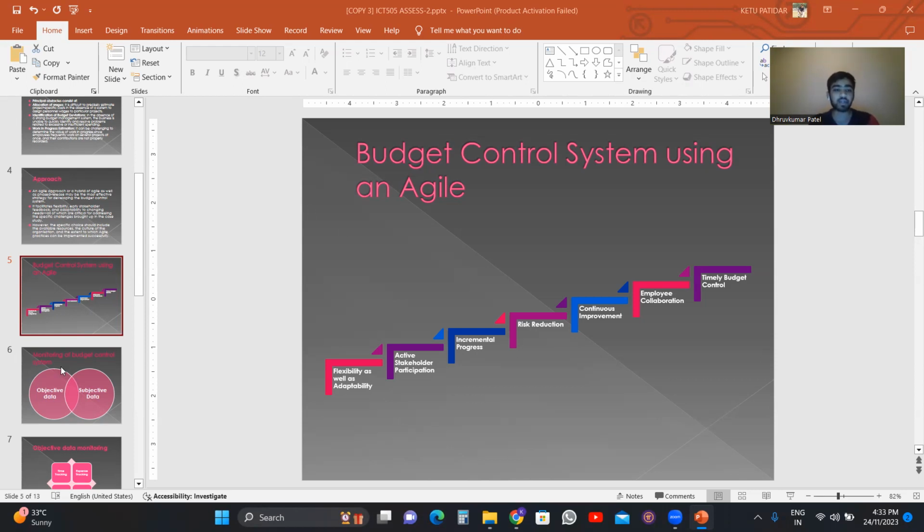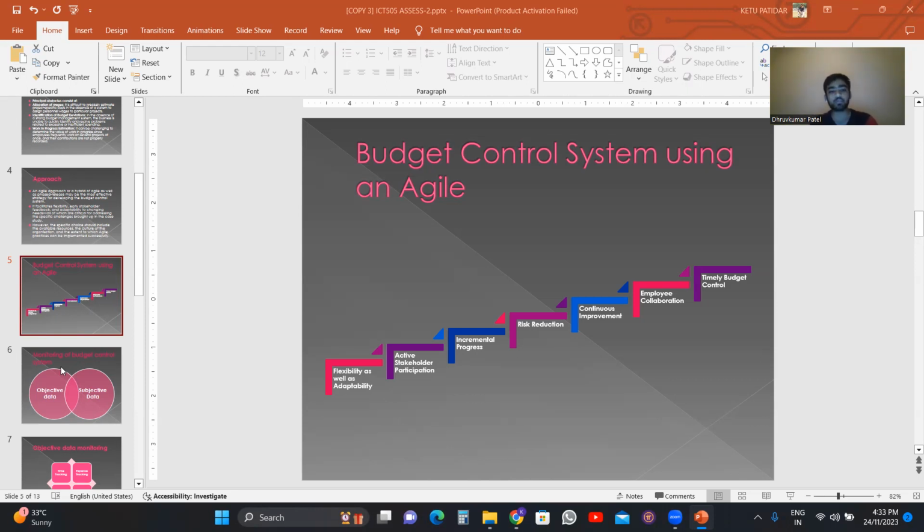One essential financial instrument is the budget control system. An Agile strategy lowers the danger of creating a system that doesn't match the needs of the business or doesn't quickly discover budgetary irregularities, through transparency and early issue detection. Next, I talk about continuous improvement.